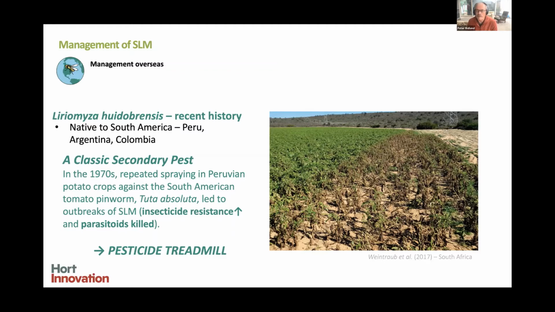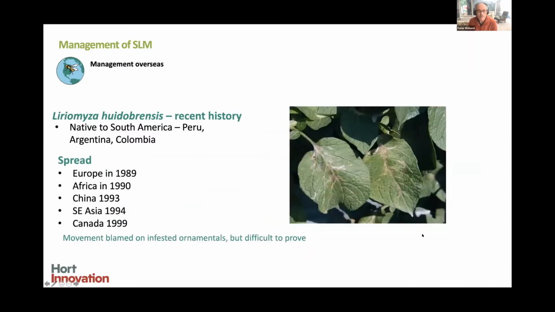The example of this is actually from South Africa, which is showing the level of damage you can get with a massive amount of leaf miner damage. The pest then spread substantially. It was first found in Europe in 1989 in glasshouses. The growers there found they couldn't control it with the insecticides they'd been using, even with Liriomyza trifolii.